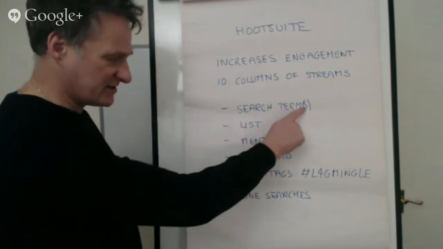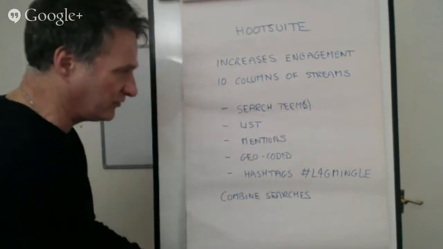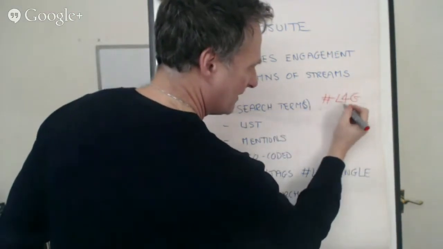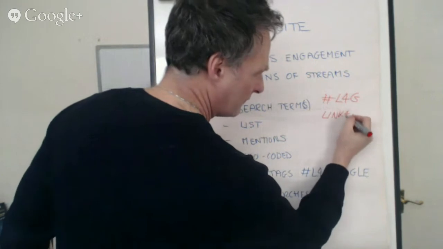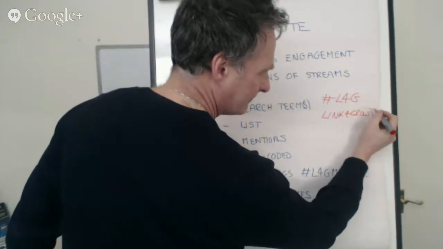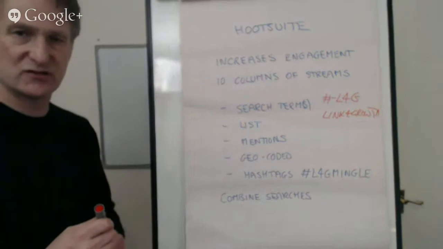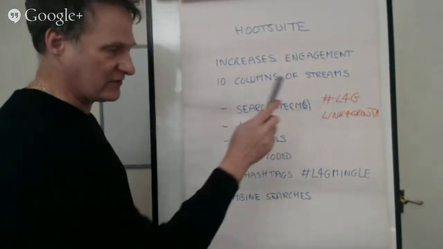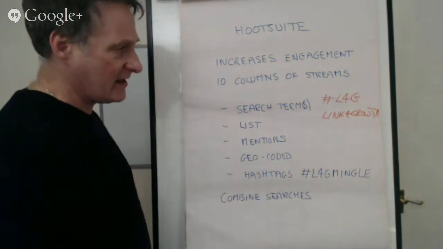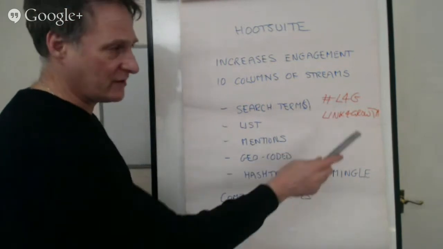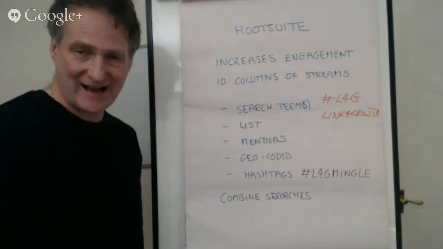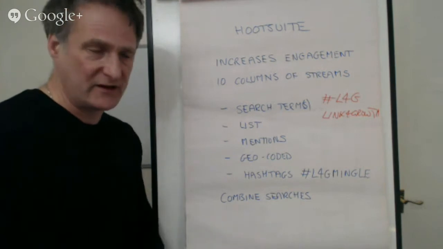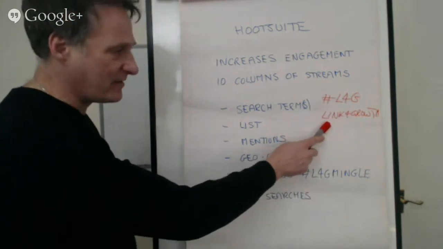The third one is a search term. In fact, the search term that I'm looking for in my third column is hashtag L4G or Link for Growth. Any tweet that's got either of those two, so it's that or that, is going to come in my third column. I want to know who's talking about Link for Growth. I want to know who's talking about L4G, which is the hashtag that we use to tell other people in Link for Growth we want them to retweet it. They're really important ones, so they're in my third column.